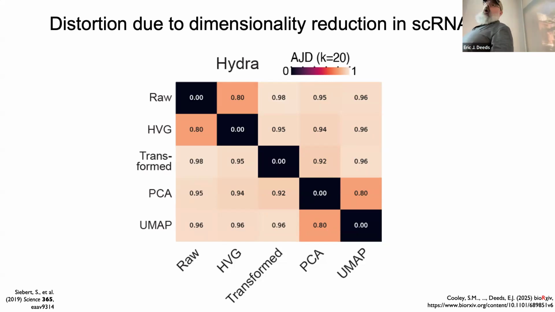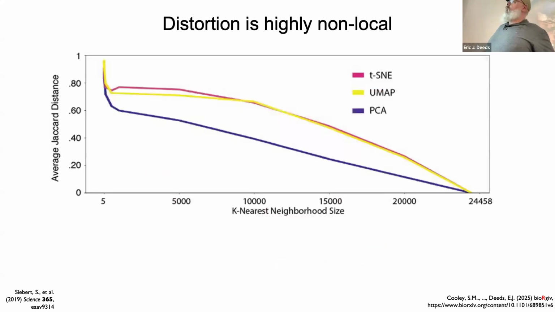What about more global distortion? What we've done here is change the size of the nearest neighbor sets that we look at, to represent the locality of this distortion, and then compare the raw data to a variety of different spaces: the t-SNE, the UMAP, or PCA. We've done a very extensive analysis of this.